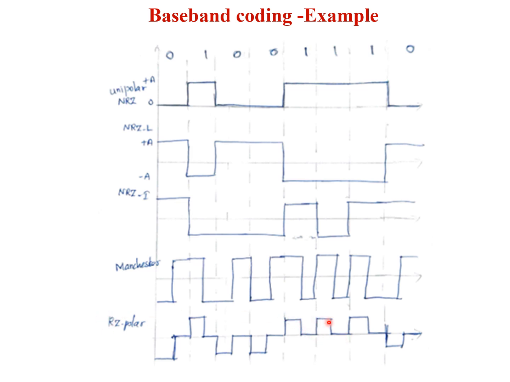Again 1, positive, returns to 0. Again 1, a positive pulse, and the pulse returns to 0. Then 0, a negative pulse which returns to 0. So these are the various baseband coding techniques to represent the binary data.